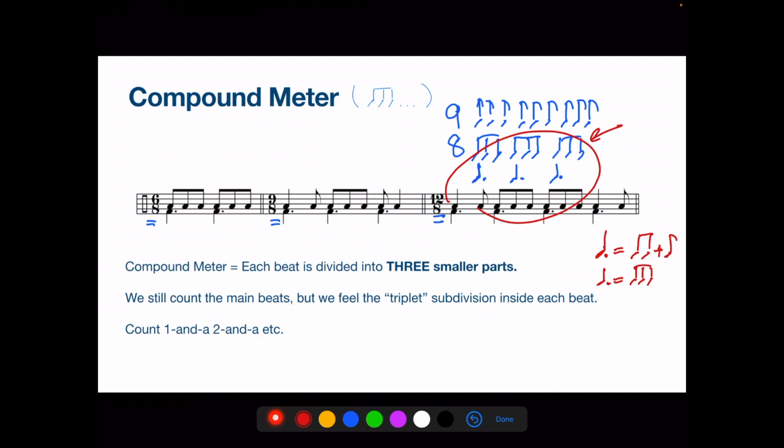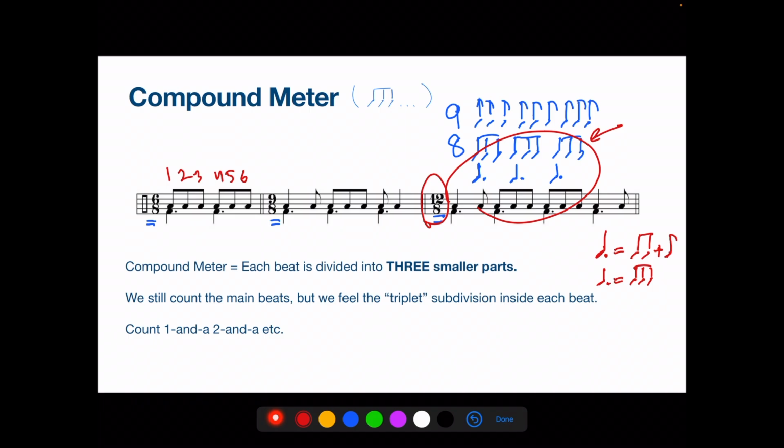Okay, and in this case, when we count, we're going to actually count not 1, 2, 3, 4, 5, 6. I mean, you could, it's not wrong, but imagine you have to count the 12/8 meter. You're going to have a pretty hard time just counting 1, 2, 3, 4, 5, 6, 7, 8, 9, 10, 11, 12. Okay, I'm already tripping.